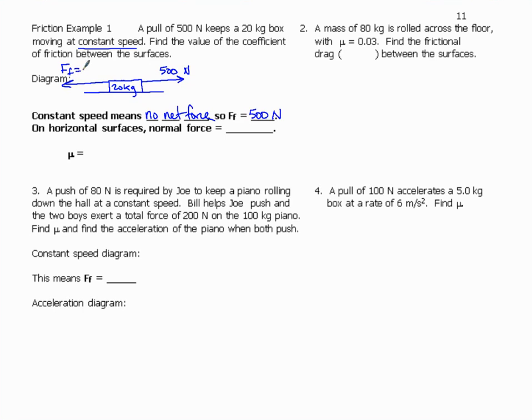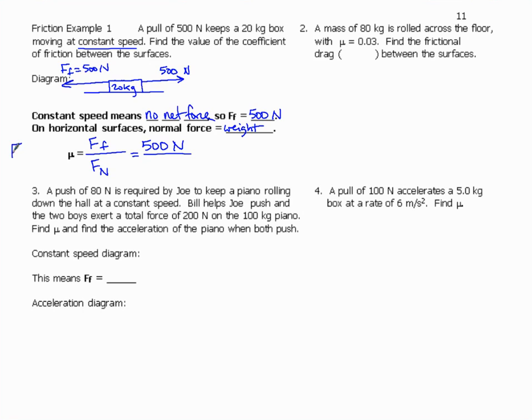So here's the force of friction. It is 500 newtons in the opposite direction. Remember, on horizontal surfaces, normal force equals the weight. So mu, the coefficient of friction, which is the frictional drag divided by the normal force, equals the force of friction we figured out. It was 500 newtons. And the normal force equals the weight.